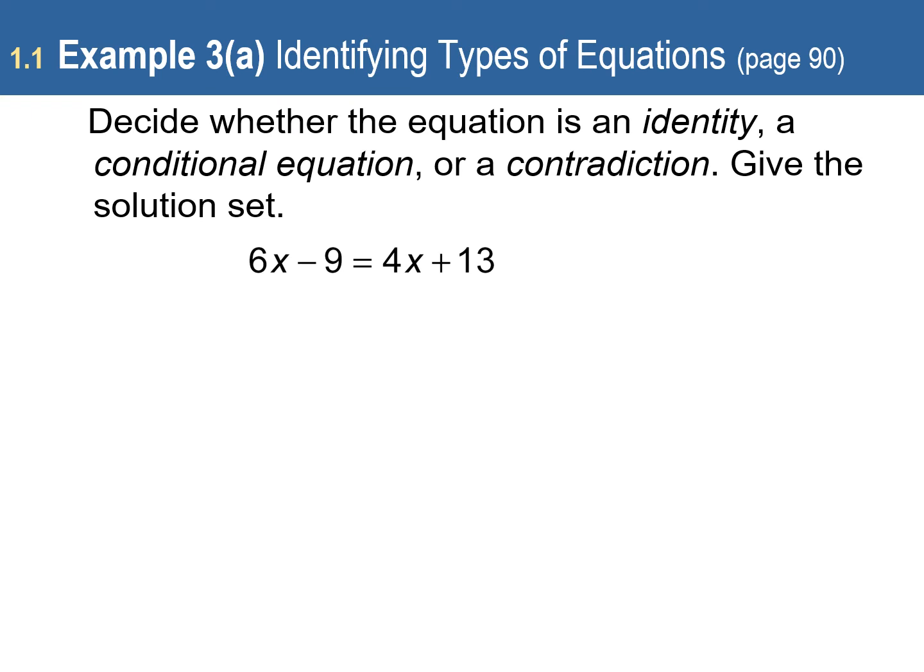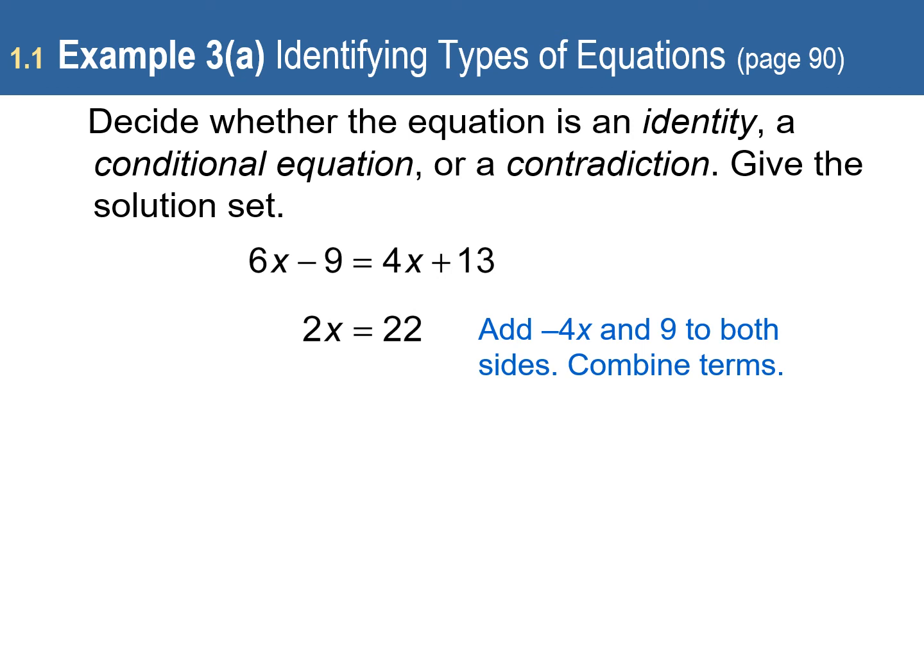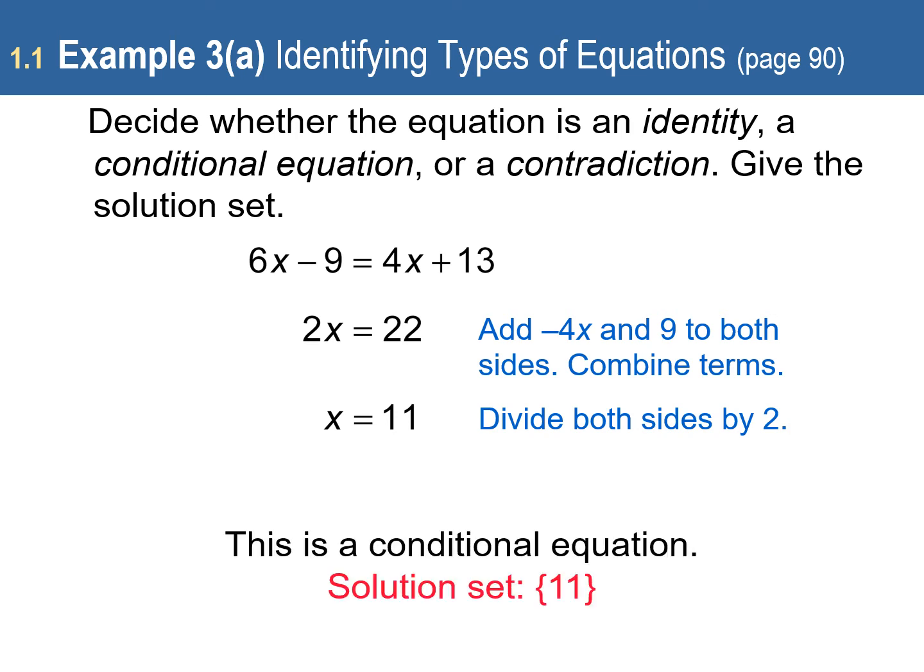So we need to decide whether the equation is an identity, a conditional equation, or a contradiction. And if we can solve it, we need to give the solution set. So if I look at this problem and I add negative 4 to both sides and 9 to both sides to combine like terms, and next I'm going to divide by 2, I get x is equal to 11. I have a single answer, so this is a conditional equation, and the solution set is just 11.